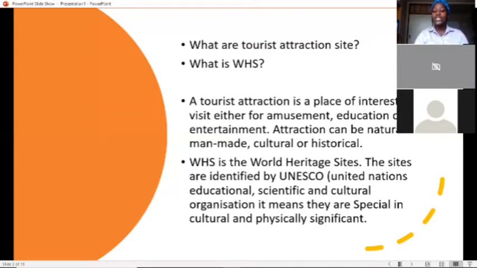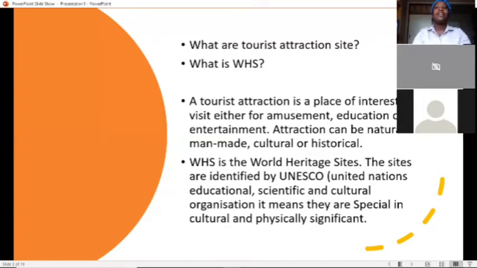A tourist attraction site is a place of interest that people visit. It can be for educational purposes, entertainment, leisure, everything. As long as people go there, it's identified as a tourist attraction, right? Now, the question is, who identifies that attraction, that site? We have UNESCO, which is, I would like to say, the mother of all.